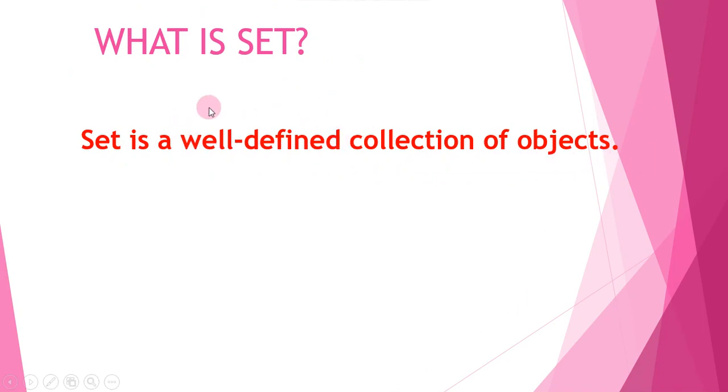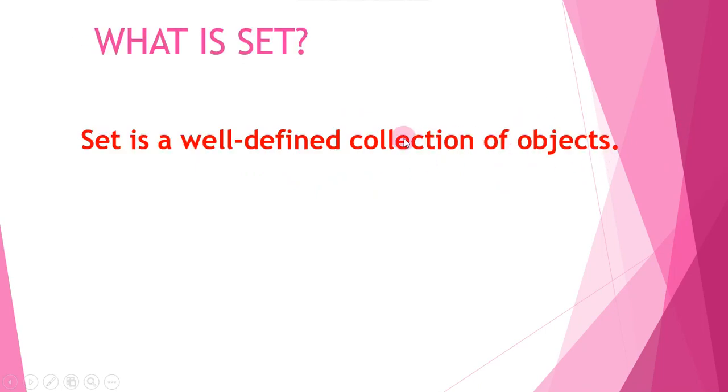What is the meaning of well-defined? When you see a collection, if you know all the elements, all the objects in the collection, that particular collection is a well-defined collection. That collection is a set. So, a well-defined collection of objects.